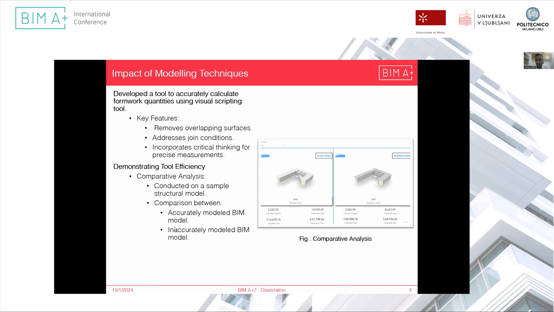So to demonstrate the efficiency of this tool, a comparative analysis was done, as you see on the screen. So these two models, this is the actual model, which is from Autodesk sample models, and this is the modified model in terms of the modeling techniques. So here we can see for the concrete, we don't see much rise in the volume, but for the formwork area, we can see there is a significant difference in the quantities.